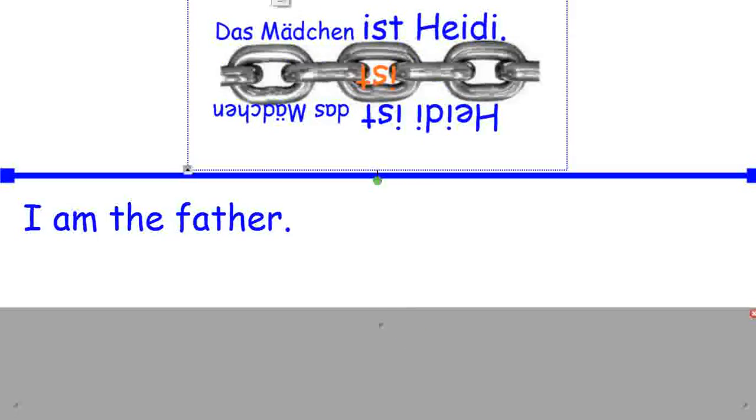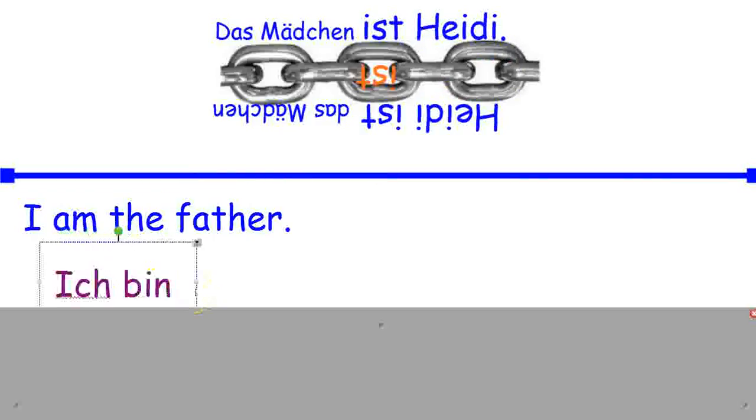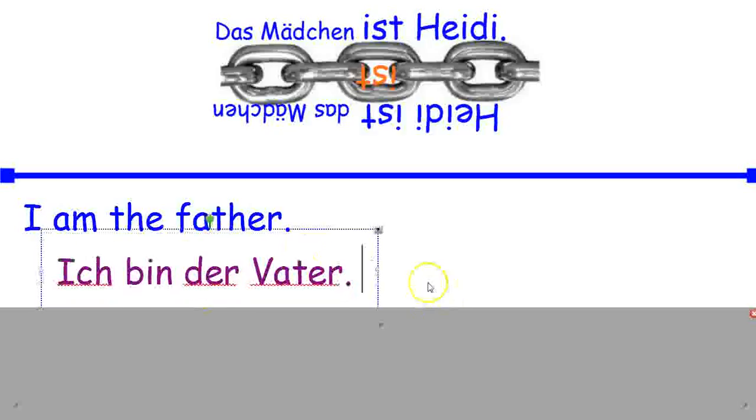Luke, I am your father. Easy peasy lemon squeezy. I am, ich bin, the father, der Vater. Luke, ich bin der Vater. I'm not using your father because that's another story for another day. But I am the father. The father, even though it's not the subject of the sentence, it is the predicate nominative. It does rename or describe who I am. I am the father am I.